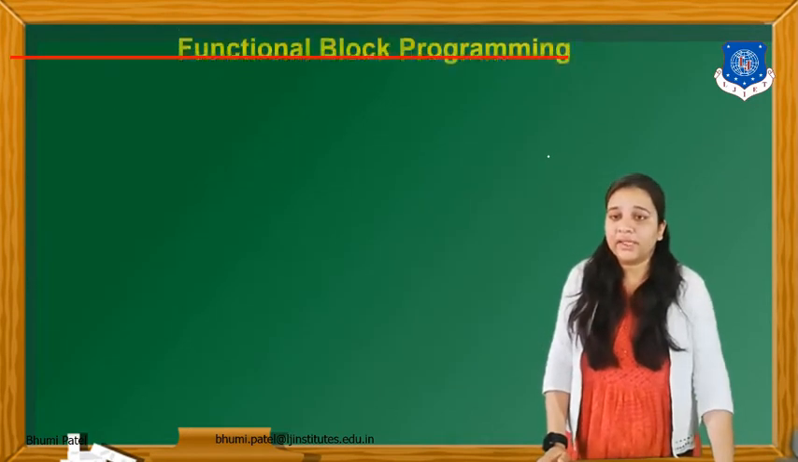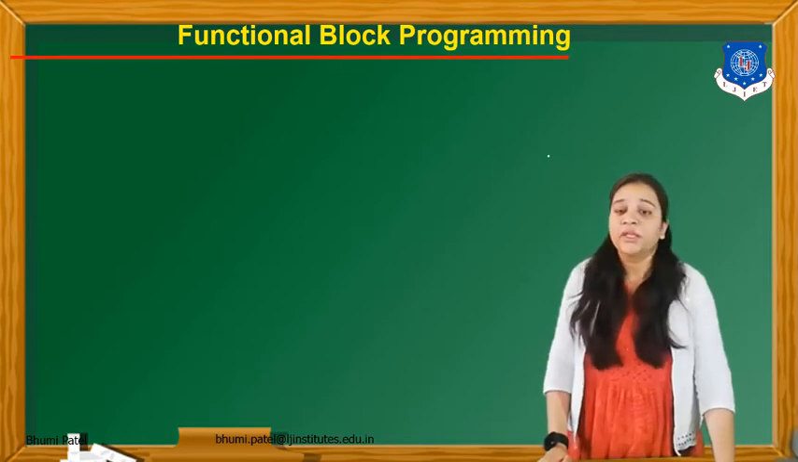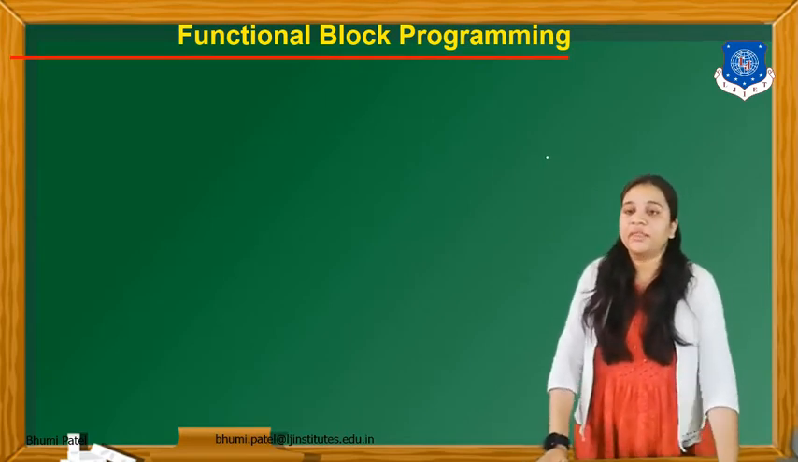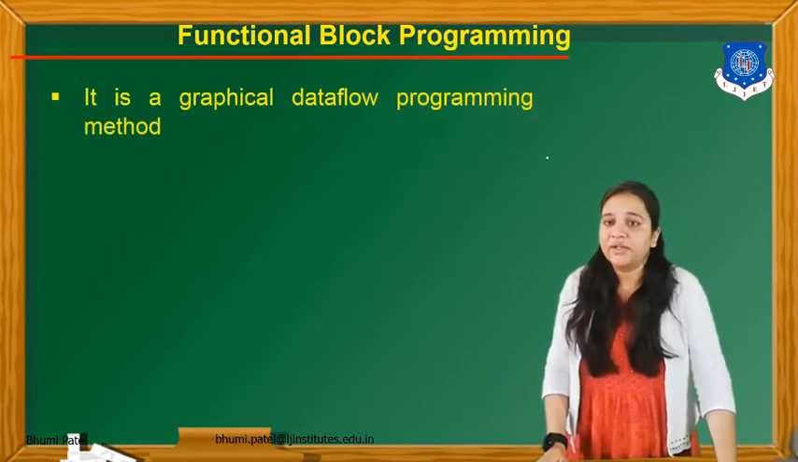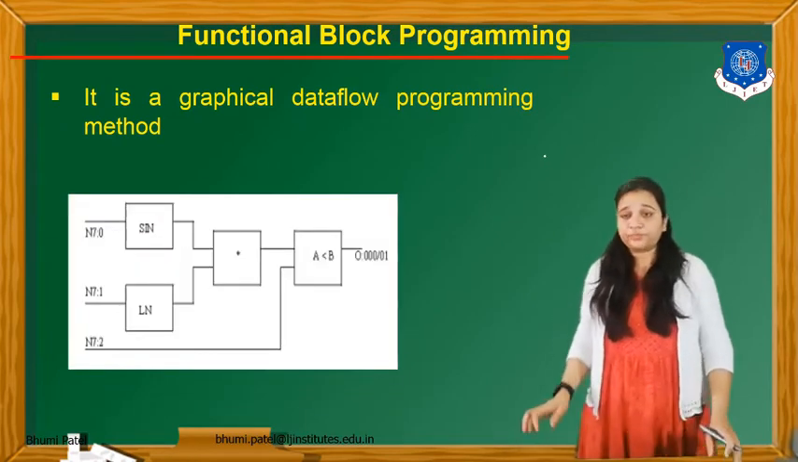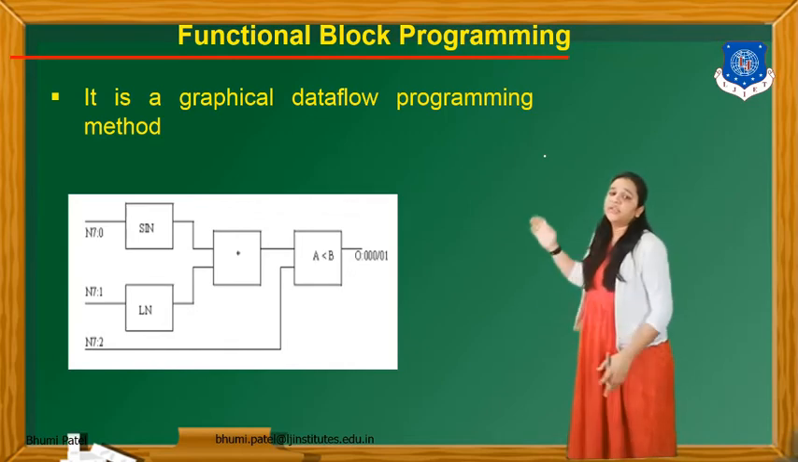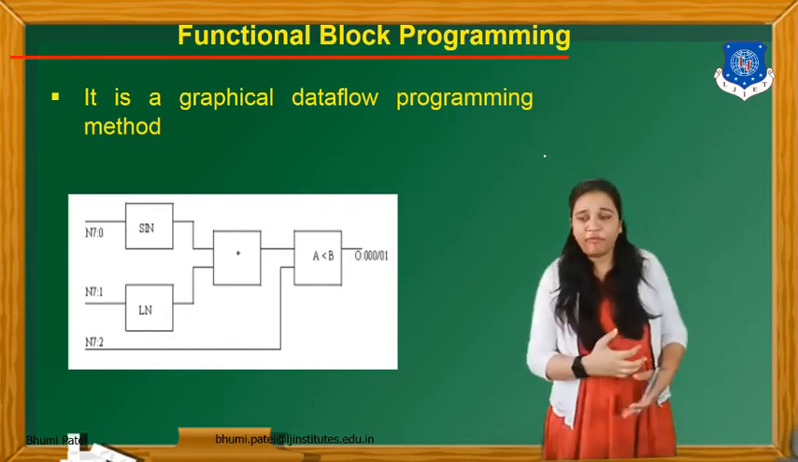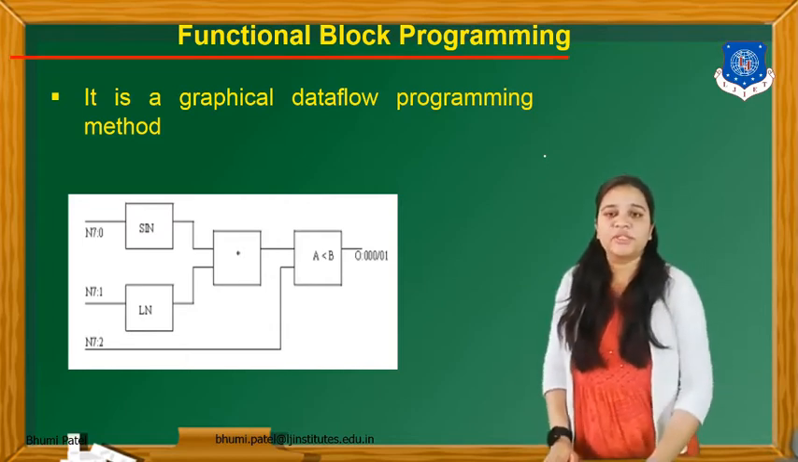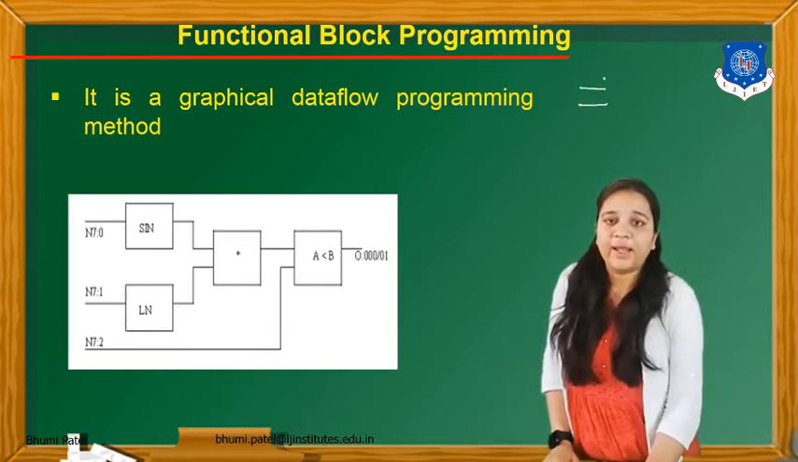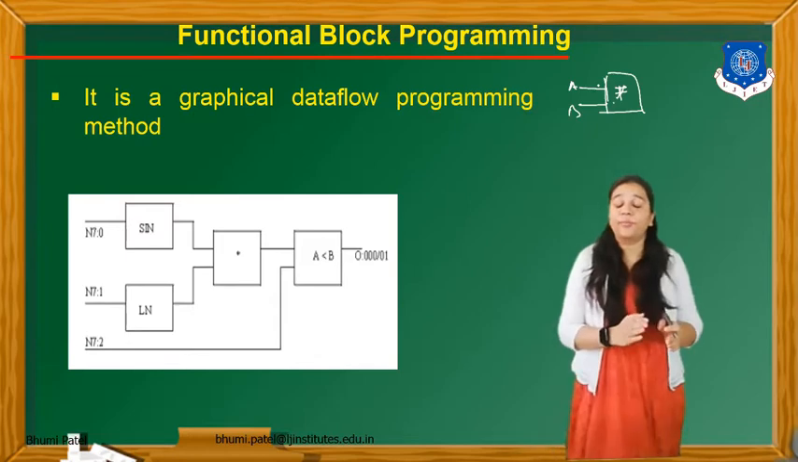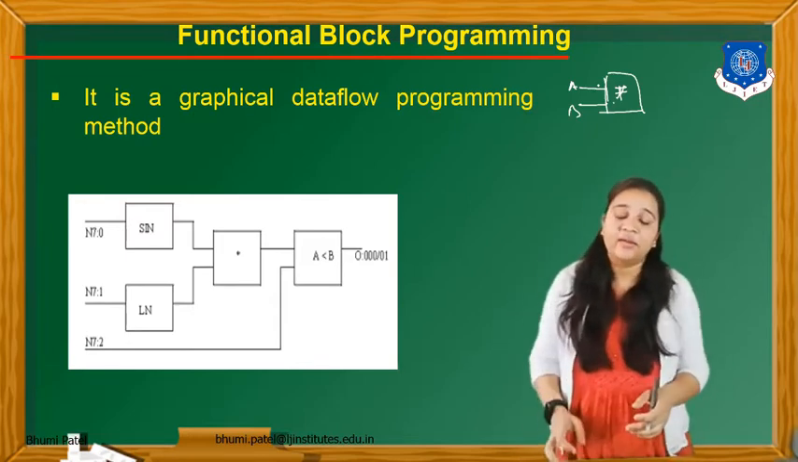Now the third one is the functional block programming. The PLC programming is also done with functional block programming. In functional block programming, it is a graphical data flow programming method. So all the program will be done in a graphical manner. Input is given. If we want to multiply the two inputs, we simply draw the two inputs, and in block format we put the symbol of multiplication, suppose like this, and this is my input A and B.